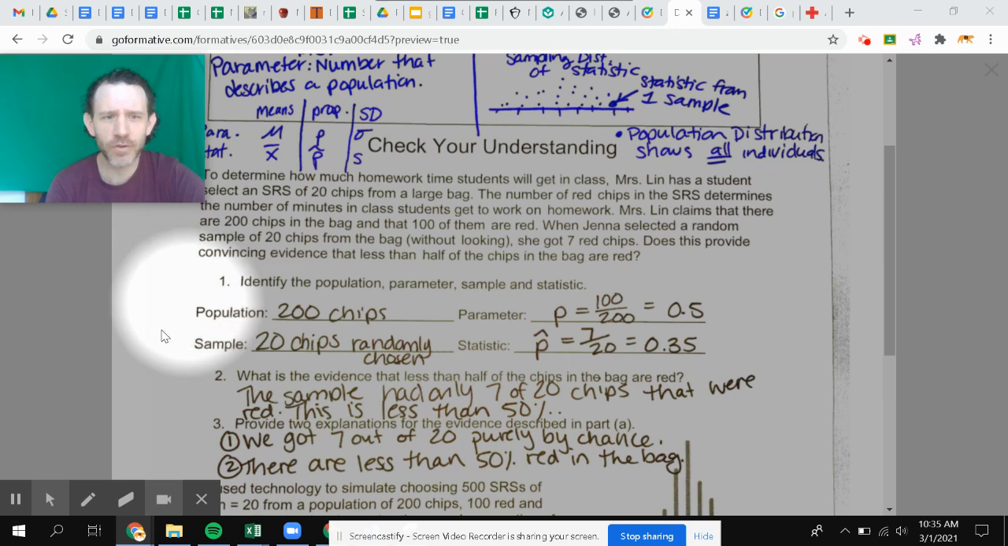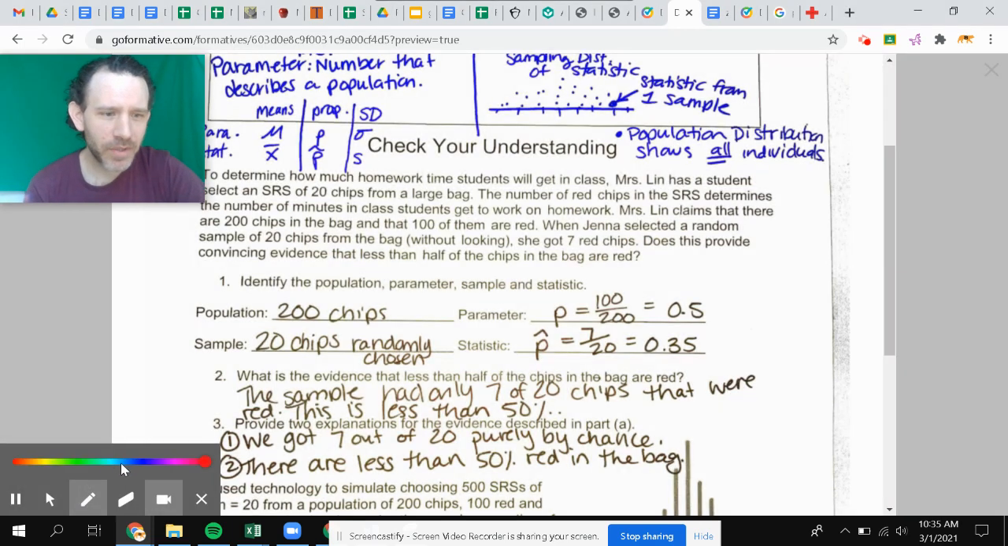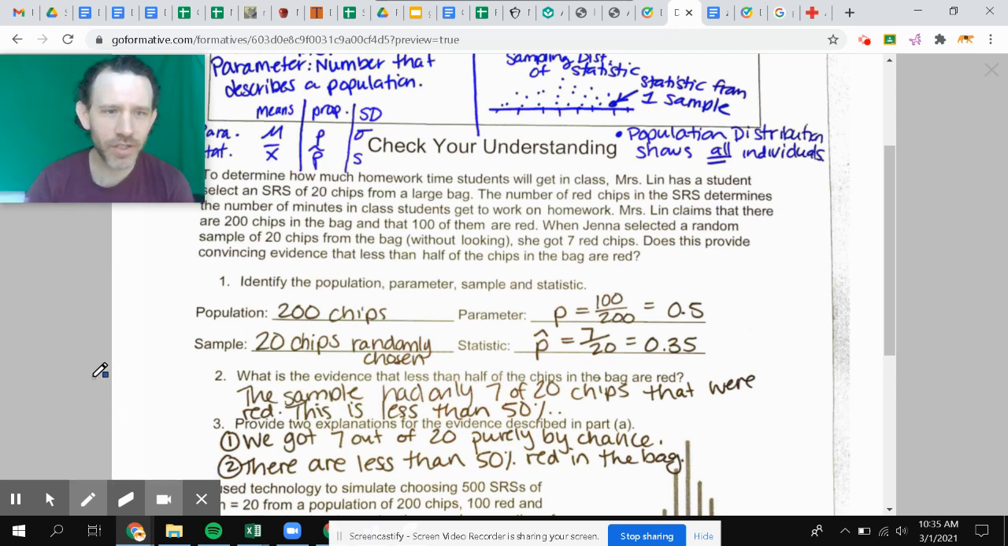Okay, so we're going to just focus on what information we have in this question. So let's start there. What's the population in this group? Well, the full bag had 200 chips, right? That's the full population. I know we're talking about minutes and homework time, but that's represented by these 200 chips. That's the full population. So if I think about population, 200, but I don't want to just say 200. 200 what? We have to have context. It's 200 chips.